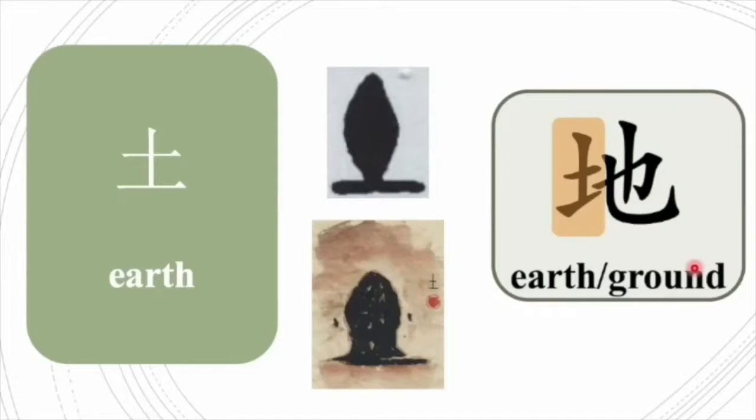The next radical means earth. This radical is also a character. When it's an independent character, it means soil. Also related to earth, so it's easy to remember once you know it.